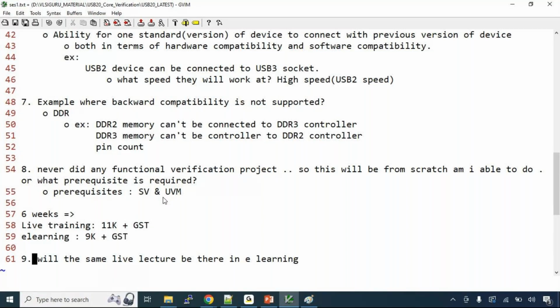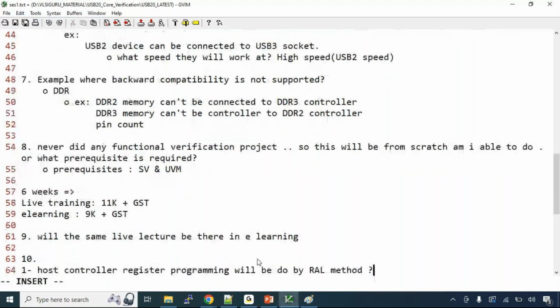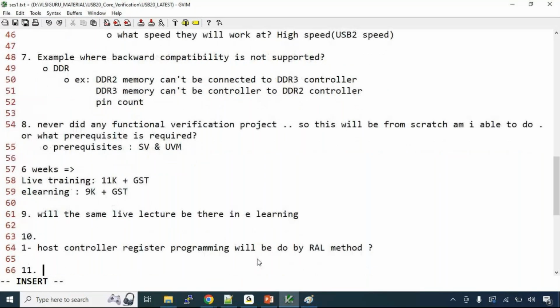Sir, what type of tests are we writing for these peripherals? Can you give some examples? One second, I'll list down all the questions.